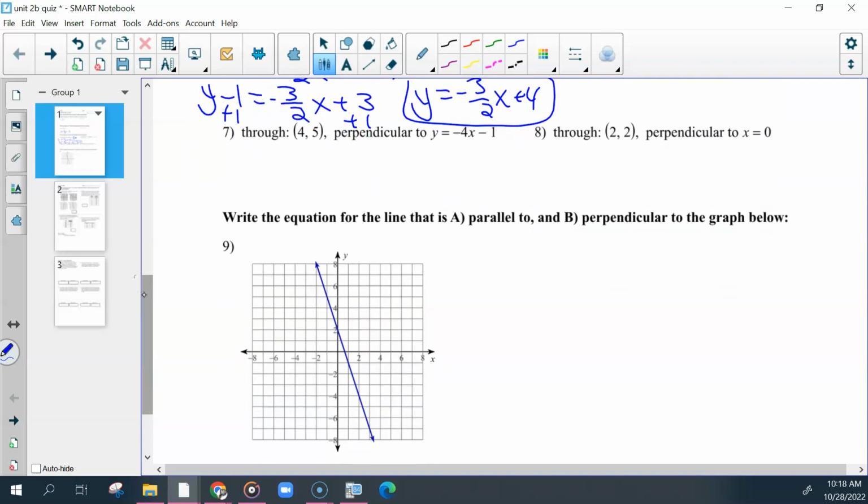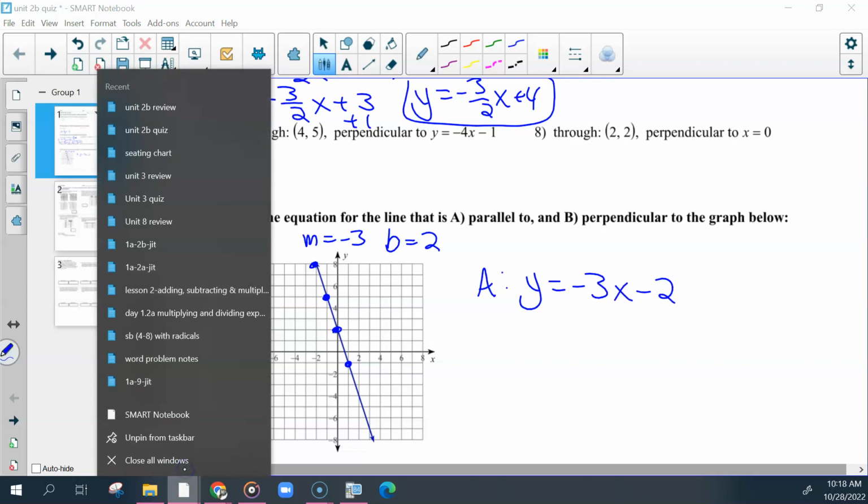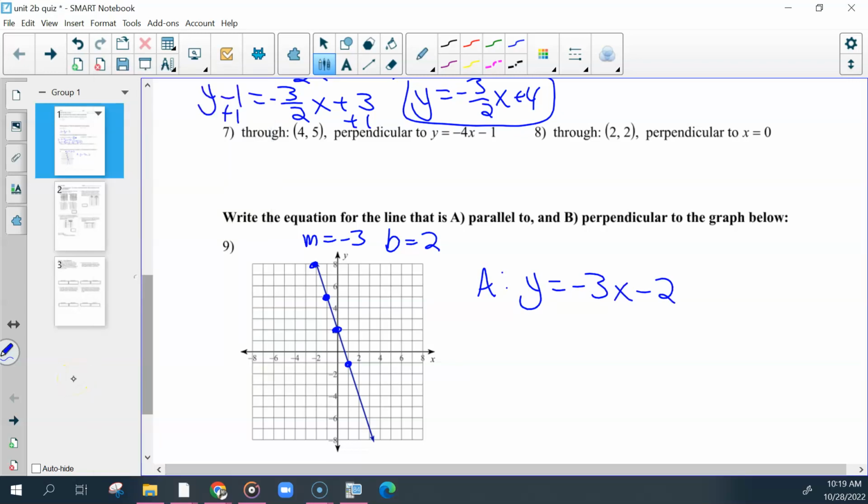With 9, you have to find the original slope and y-intercept of the line that's given. So slope is negative because it's going down and to the right or up and to the left, depending on how you're looking at it. Y-intercept is at 2. For part A, we need to make an equation that is parallel to the one that's given. So it has to be the same slope with a different y-intercept. So you can make it the opposite. You can choose a different number. Either or, it doesn't matter.